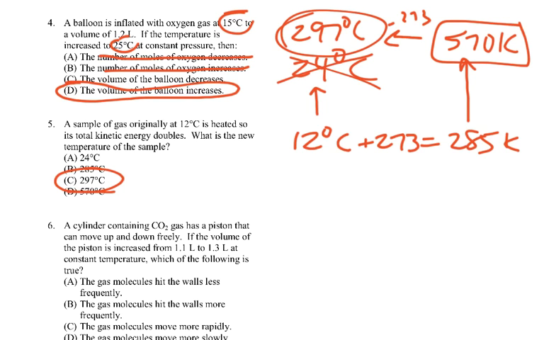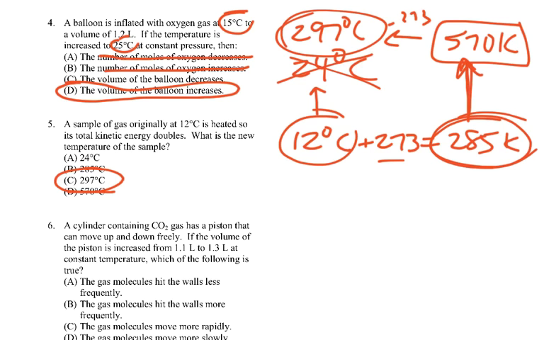Okay, so watch what just happened. What we had to do is take our number, add 273 to get it to Kelvin, and then we can double the answer. And then once we double the answer, we subtract 273 to get back to the final answer. So take your number, add 273, then double it, then subtract 273. And 297 is the answer.